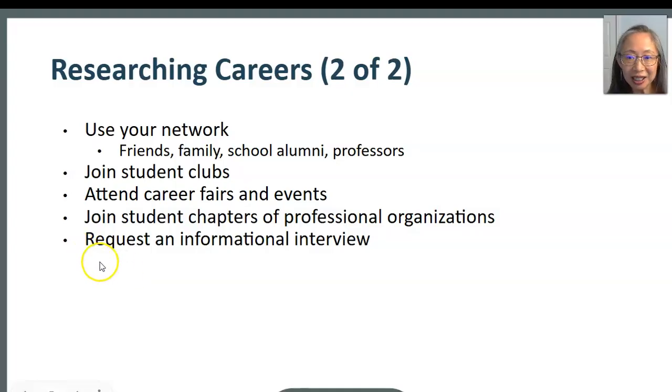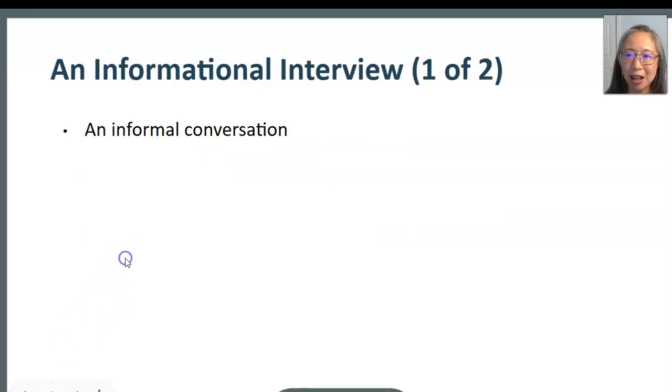The last option is to request an informational interview. This actually will be one of your assignments. So let's take a look further at how you conduct an informational interview.